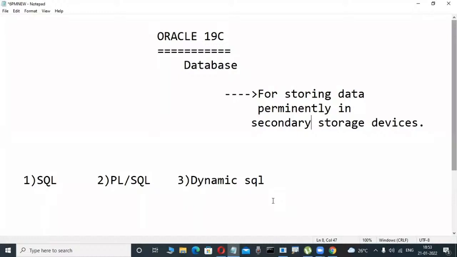ETL developers always need subqueries, joins, materialized views, indexes, partitions, some concepts. OLAP features, rank, dense rank, this type of analytical functions, lag and lead analytical functions, some knowledge is required. And PL/SQL stored procedures.